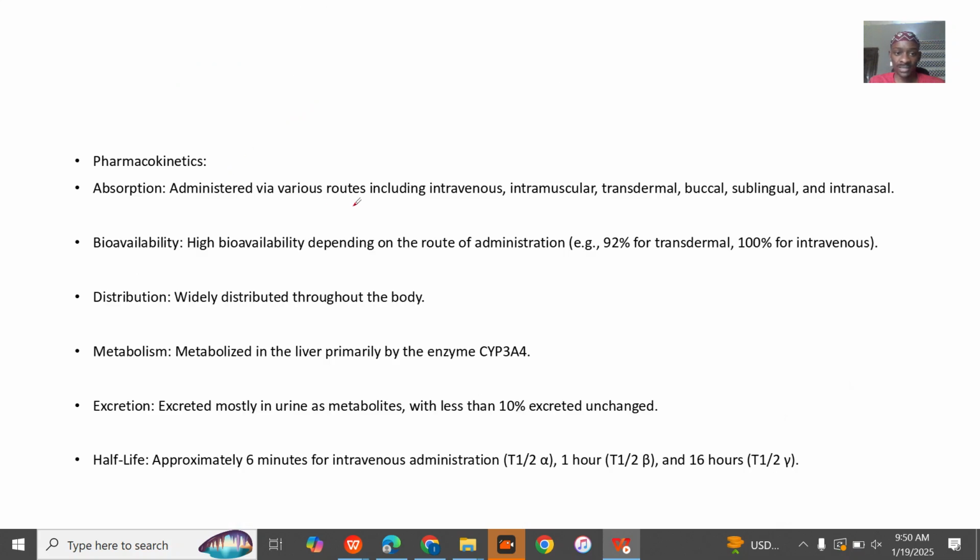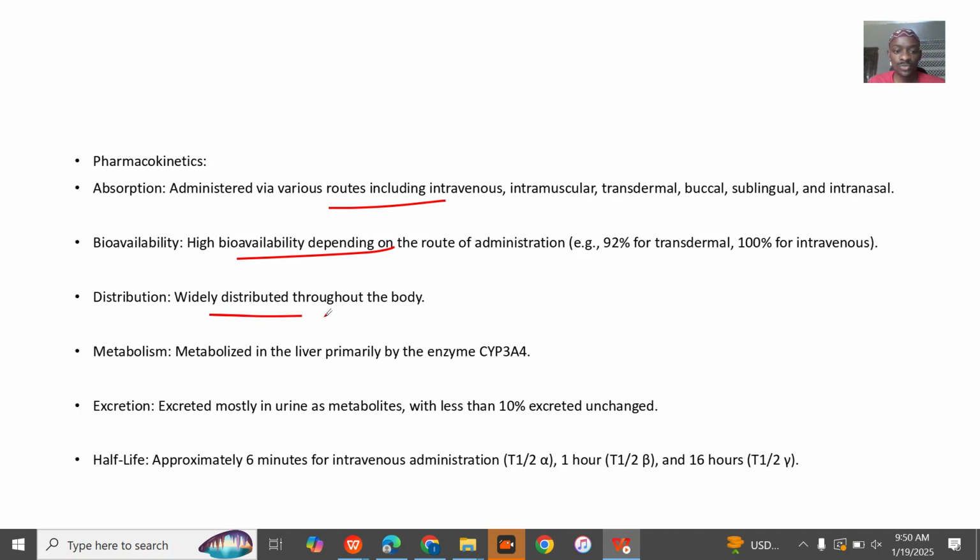So pharmacokinetics: absorption is via various routes. It can be given intravenous, intramuscular, transdermal, buccal, sublingual, or intranasal. Alright. So it has a high bioavailability depending on the route of administration. For transdermal, you can be expecting things like 92%, then 100% for intravenous.